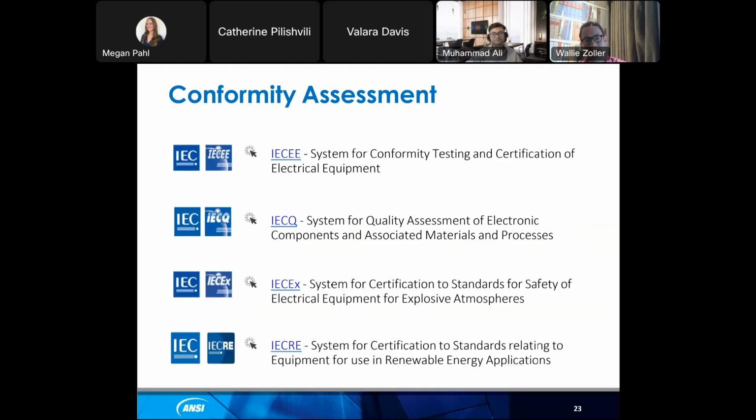Oh, no, there is another slide, and these are the conformity assessment bodies that I referenced earlier. So we've got the electrical equipment conformity assessment body, the quality assessment body, the conformity assessment body for certification in explosive atmospheres, Ex, and then of course the renewable energy applications. And these are all part of the very important conformity assessment arm of the IEC and the USNC, which participates within them, which allows us to leverage our standards to meet these conformity schemes and bring products to market.